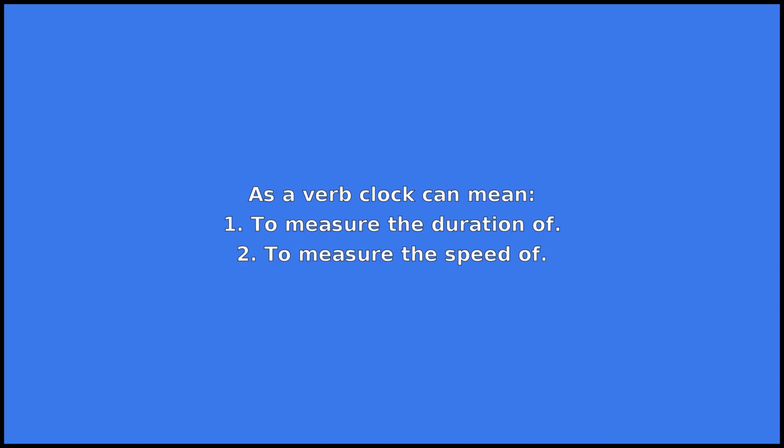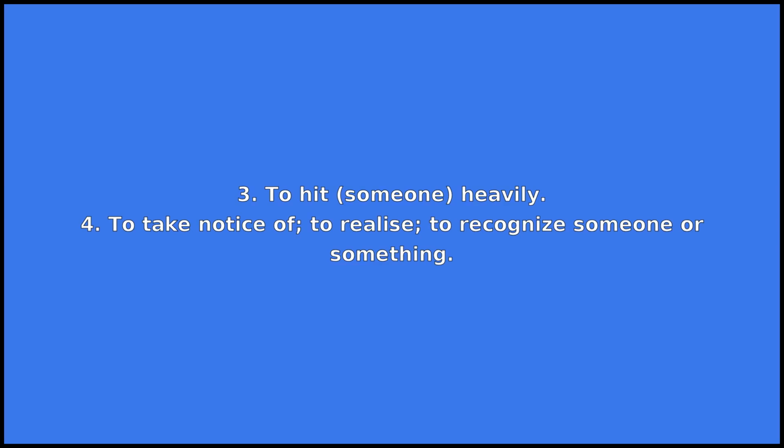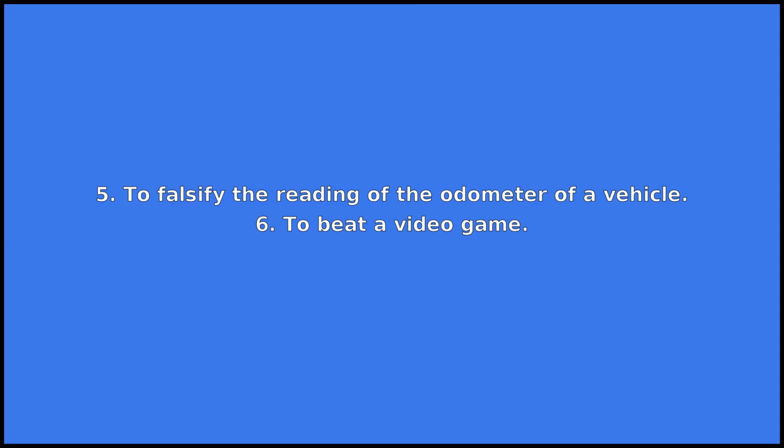As a verb, kl˾ak can mean, 1. To measure the duration of. 2. To measure the speed of. 3. To hit someone heavily. 4. To take notice of, to realize, to recognize someone or something. 5. To falsify the reading of the odometer of a vehicle.